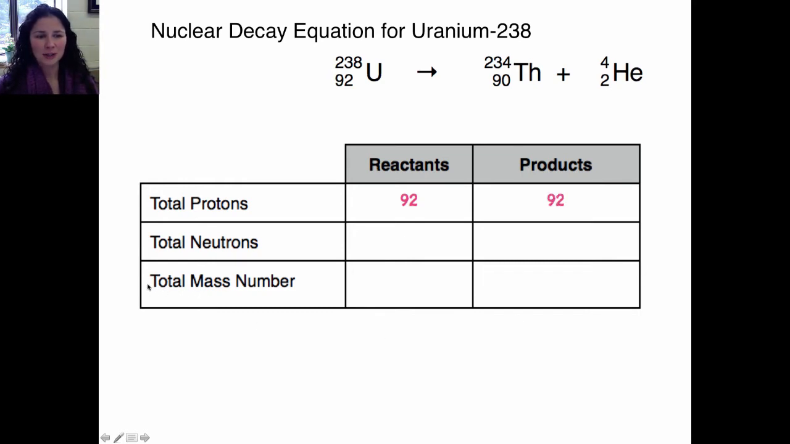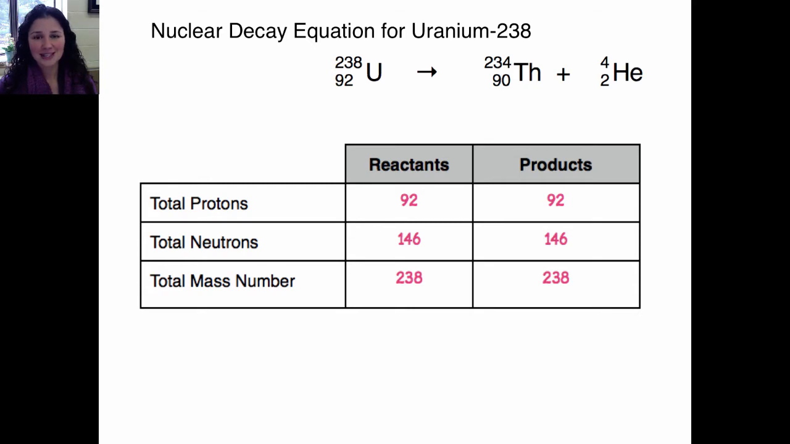Now let's jump down here to the total mass number because that's the easiest thing to see next. The total mass number on the reactant side is 238, so we'll put that in this box. And now we can see the product side has 234 plus 4, which is still 238. So the total mass is also conserved from the reactants to the products. And now we can get the number of total neutrons from subtracting the total protons from the total mass number on either side. And you'll see that those should also be conserved.